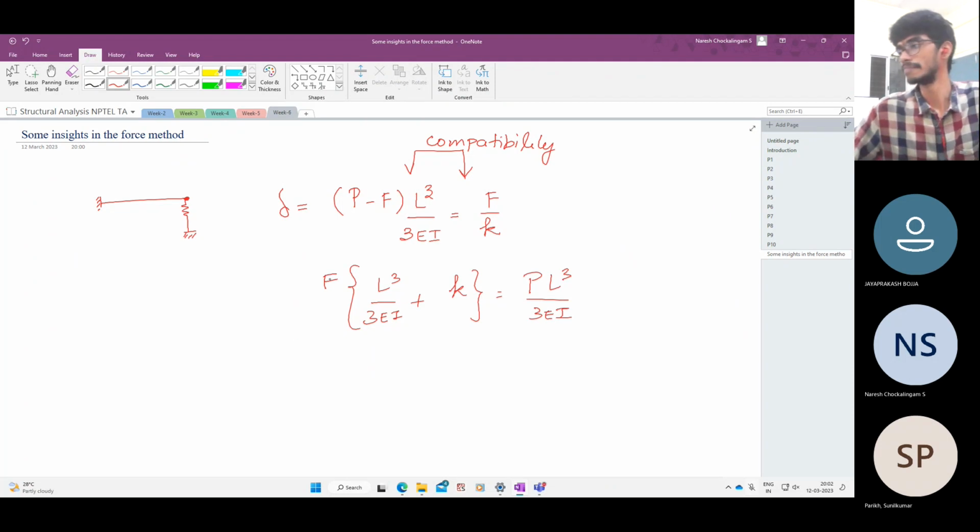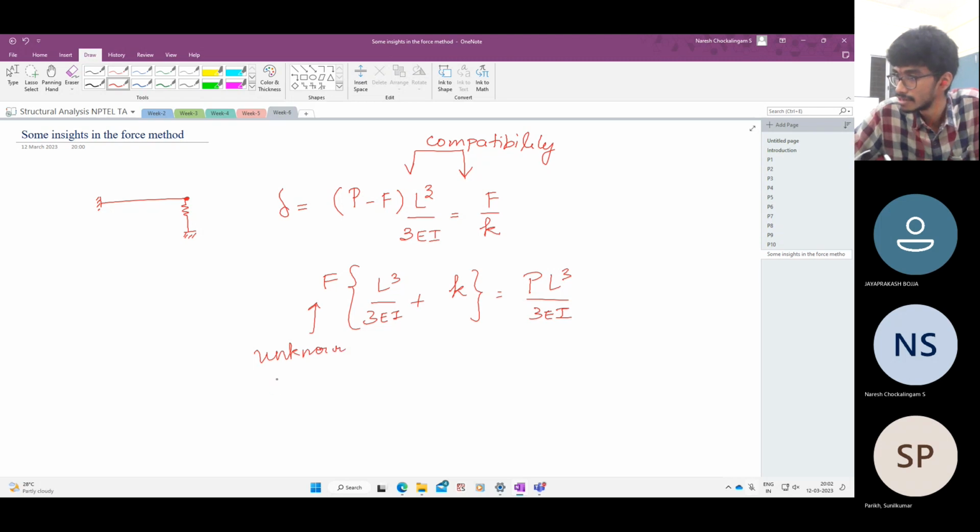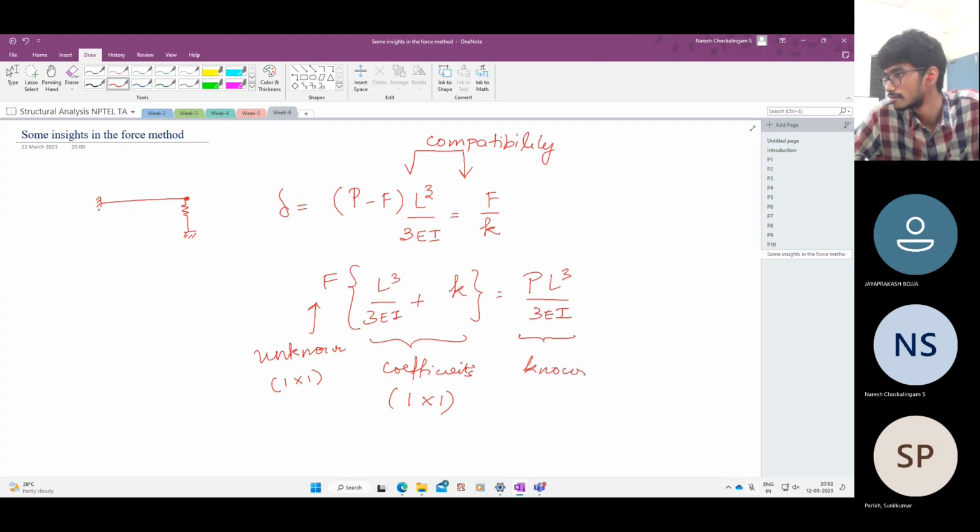Now you see where I'm getting at, right? So this is an unknown. What is the size of this unknown? It is 1 cross 1. These are some coefficients, so there is one coefficient, which is also 1 cross 1. And this is some known displacement, so this is also 1 cross 1. So this is in the form Ax equal to B, where this is A, this is B, and this is X.